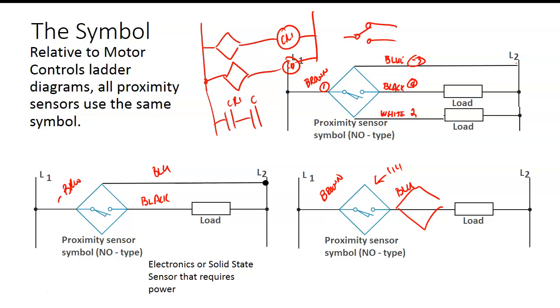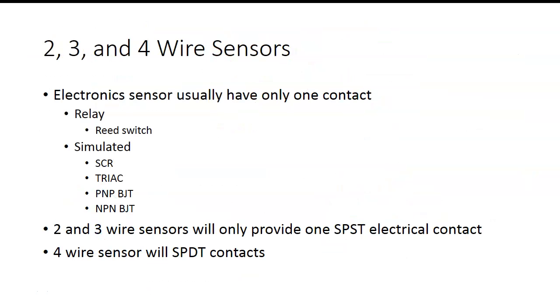So these 2-wire sensors, we don't do that. 3-wire sensors we could, because those don't drop a voltage, hardly any voltage at all. 3 and 4-wire sensors, we look at that. Electronic sensors usually have only one contact. So normally, if we need multiple contacts out of the electronic sensor, we'll let the electronic sensor energize the control relay, and then we use the contacts off the control relay. So solid state sensors usually only have one contact.